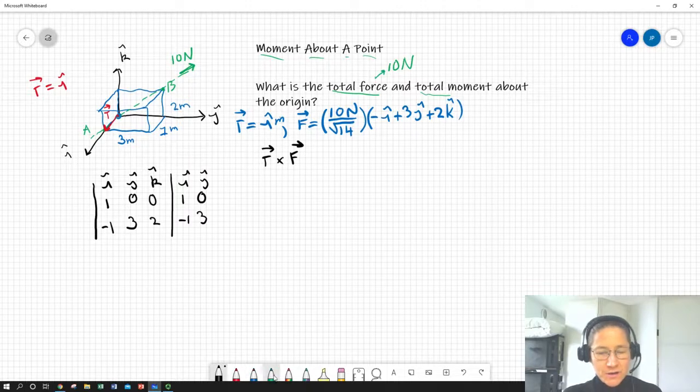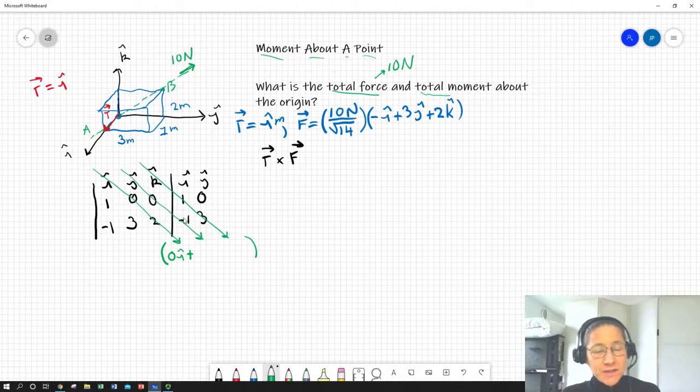Now I'm going to use a different color. Now you draw diagonal lines and you multiply everything on that line and then sum up all of those products over here. So I'm going to have i hat times 0 times 2, which gives me 0 i hat, or just 0. I have j hat times 0 times -1, which basically gives me 0 again. And I have k hat times 1 times 3, which gives me 3 k hat.